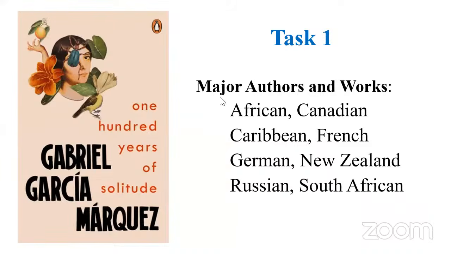Next, this is task number 1. There are a lot of literatures in the plural. So how to go for it? So we have major authors. First step, go for major authors and major works in each literature. So we have African literature. The moment we say African literature, at least you should be able to recall one. There is one famous writer. Things Fall Apart. At least you know that. Then Canadian. When I say Canadian, who comes to your mind? At least one Canadian writer or Caribbean writer. French, German, New Zealand, Russian, or South African. So at least initially, when you think of a particular literature, you should be able to recall a prominent writer and his or her work.